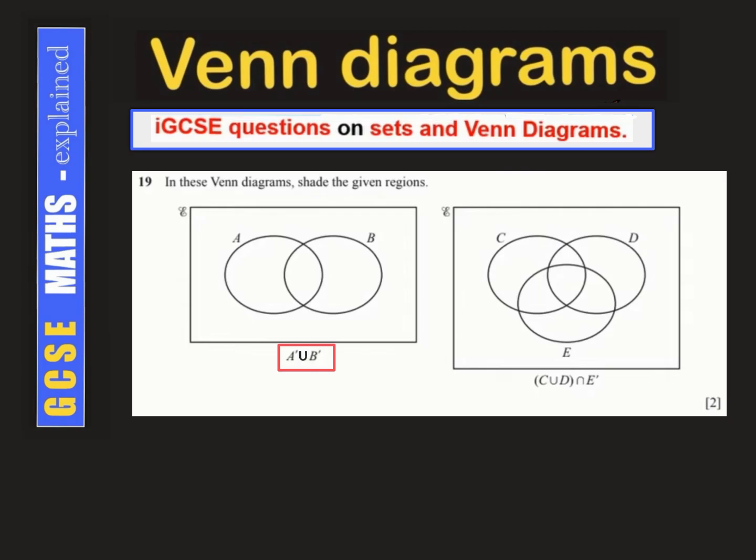Shading Venn diagrams need not be daunting. There is a procedure of doing it. Firstly, we need to look at that set notation. That ∪ here is really important. The definition of that ∪ is the union of two sets, and we commonly use the word "or" to describe it. So if you see the word "or", that means the union.